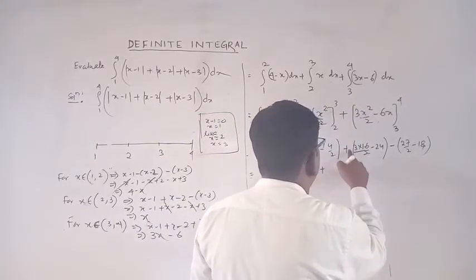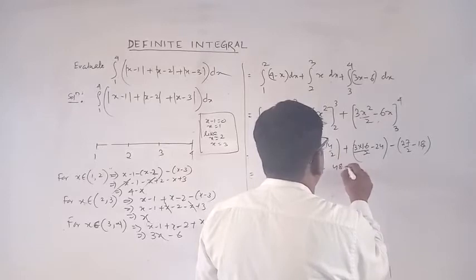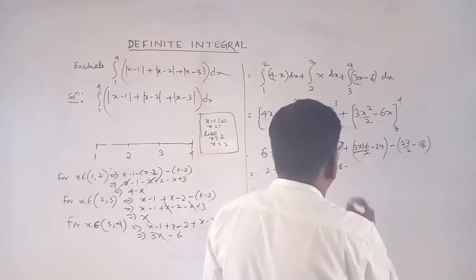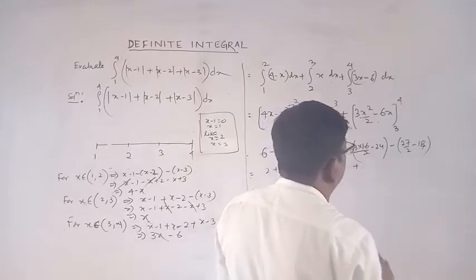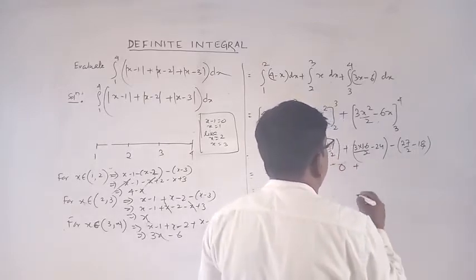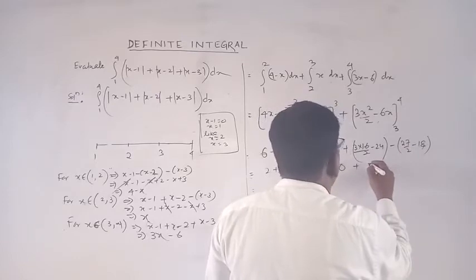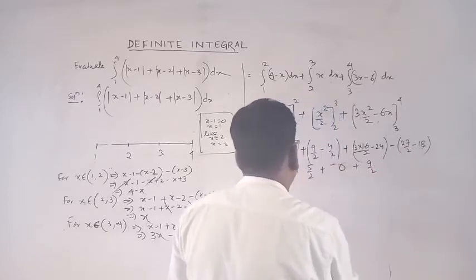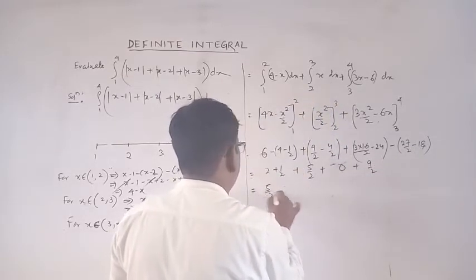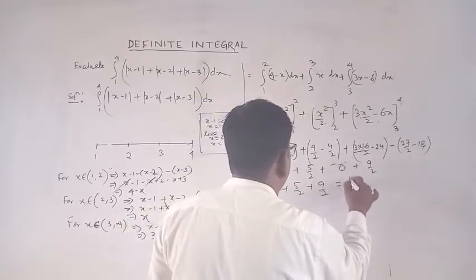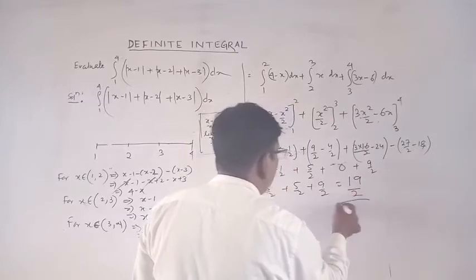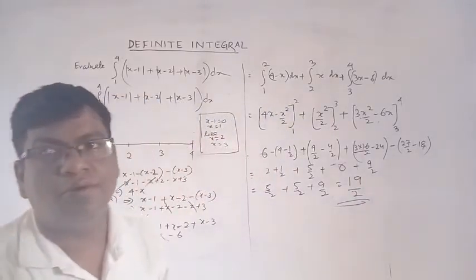48 minus 48, so this is 0, this is 0, and this is what? 27 minus 36, that is minus 1 plus 9 by 2. So this is 5 by 2 plus 5 by 2 plus 9 by 2. So final answer is 19 by 2. This is final answer. Okay.